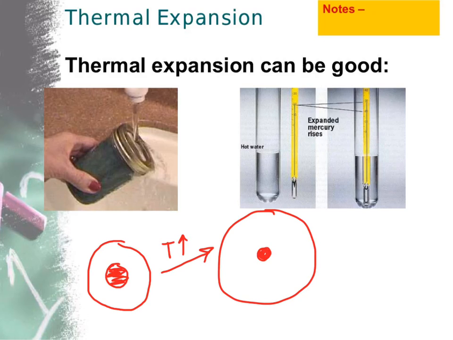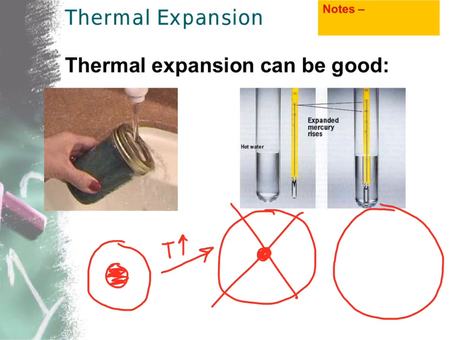It turns out that when you increase the temperature, not only does the outer radius of the washer expand, but the inner radius of the washer expands as well. So you actually create a bigger hole by raising the temperature of this washer. You actually make the hole bigger. You don't make the hole smaller.